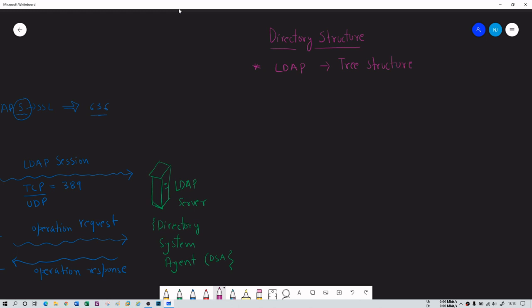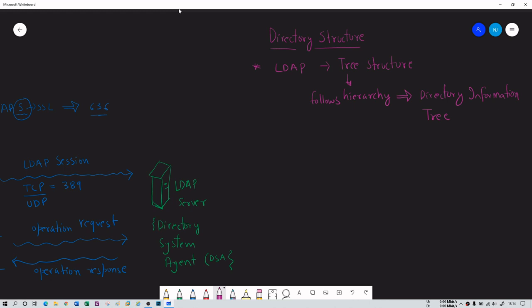So you know that a tree follows something called hierarchy. I hope this is easy to understand, right? So it follows hierarchy, and if it is using hierarchy, then it is known as a directory information tree. It has a term there. It is known as directory information tree. All right. So LDAP is there.